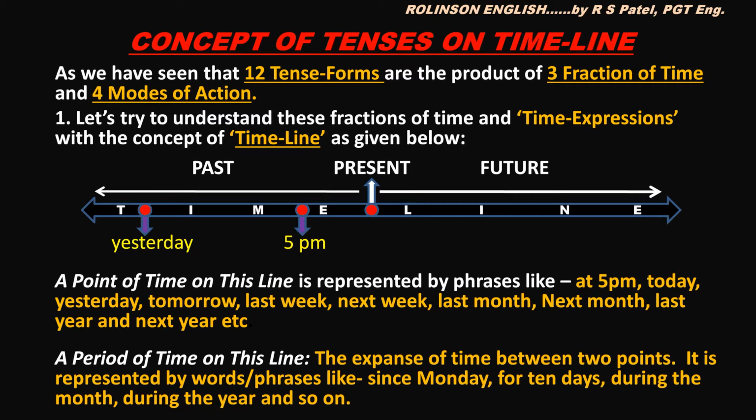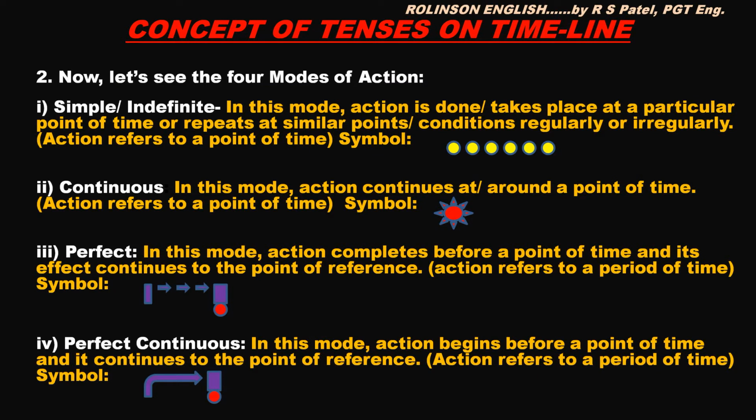A period of time on this line now. The expanse of time between 2 points is a period of time. It is represented by words or phrases like since Monday, for 10 days, during the month, during the year, and so on. Alright? Now, let us see next the 4 modes of action.